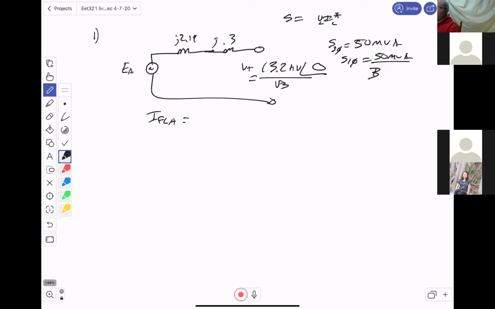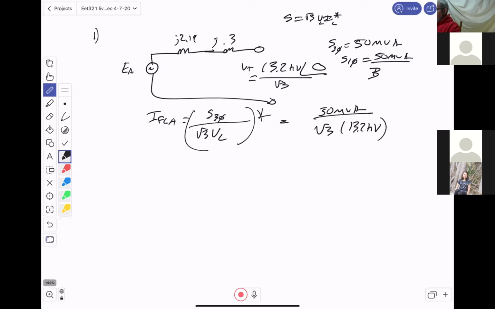So let's use our equation because this is the one you're going to be most commonly using when you get out of industry because it makes it a lot easier. You don't have to keep track of quantities and use the square root of 3 there. So if I have my IFLA here, I'm going to take my S3 phase value and divide it by square root of 3 times V line, and I'm going to take the conjugate of that term. Okay? So now I have 50 MVA divided by square root of 3 times 13.2 kV.